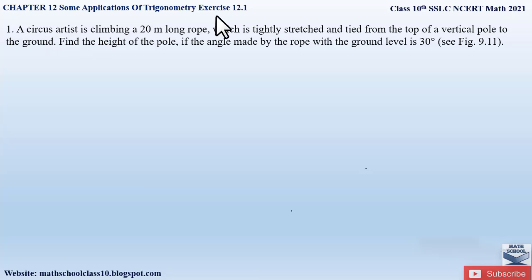Question number 1 from exercise 12.1, chapter 12, some applications of trigonometry says, a circus artist is climbing a 20-meter long rope which is tightly stretched and tied from the top of a vertical pole to the ground. Find the height of the pole if the angle made by rope with the ground level is 30 degrees.